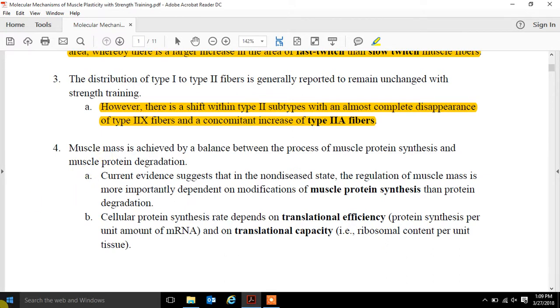So what's causing this? What's allowing us to see this adaptation to resistance exercise? And it's a balanced process. We've already mentioned in the first module of this class that, to see adaptation, we have to have a change in protein content. Proteins are driving the structural components and the functional components of all of our cells. And it's this balance between protein synthesis and muscle protein degradation. So current evidence suggests that in a non-disease state, the regulation of muscle mass is more importantly dependent on modifications of protein synthesis than protein degradation.